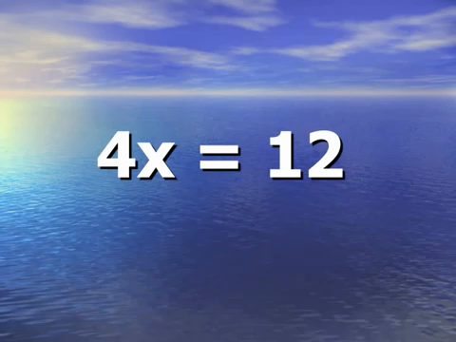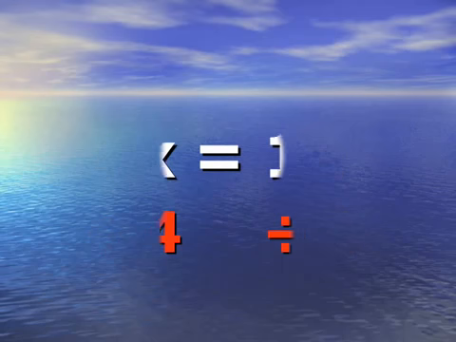The opposite of multiplying by 4 now is dividing by 4. 4x divided by 4 makes 1x or x. And 12 divided by 4 gives me my answer, which is 3.